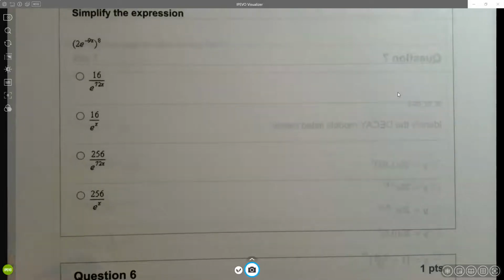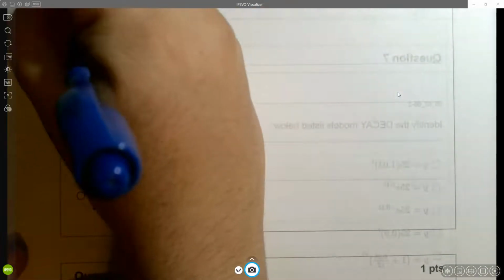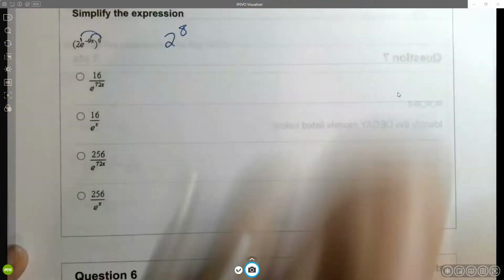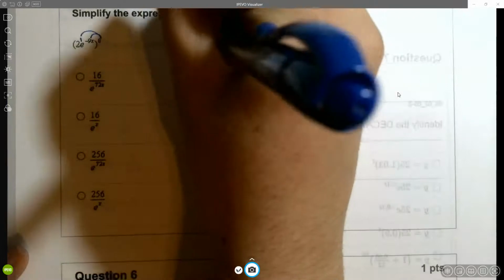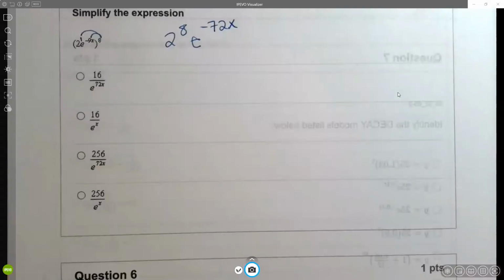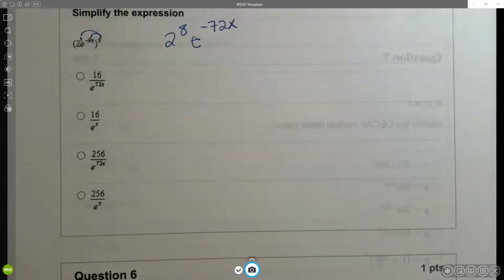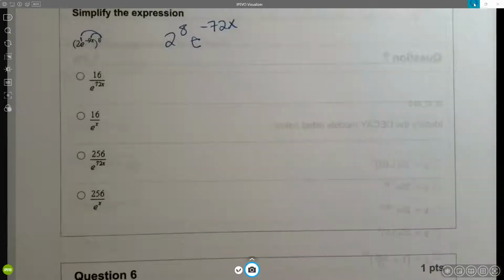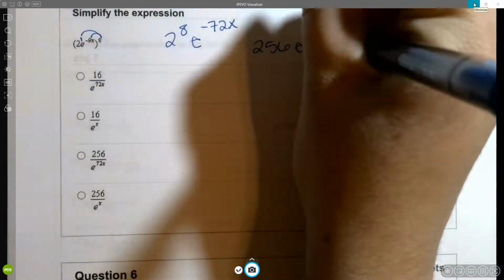This next one wants me to simplify the expression again. I have two things inside with an exponent on the outside. So remember, this 2 has a secret exponent of 1. I'm going to distribute to that. So it's going to be 2 to the 8th. Then I'm going to also distribute the 8 to the e. So it's going to be negative 9 times 8 is negative 72 to the x. I am going to go to Desmos to see what 2 to the 8 is, which gives us 256. So I have 256 e to the negative 72x.